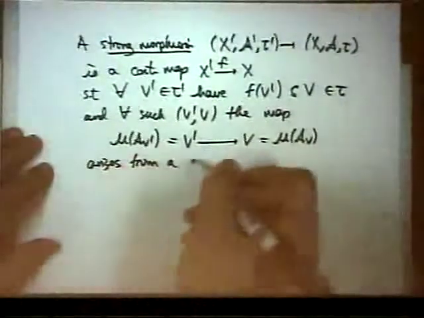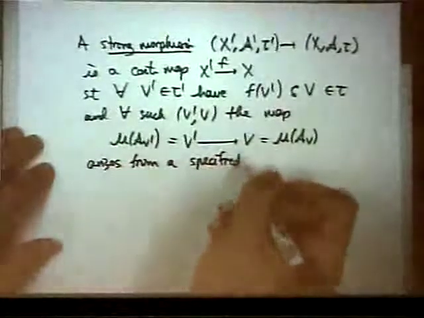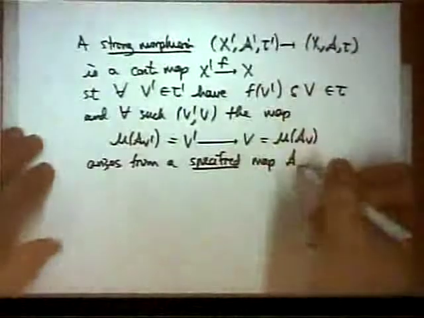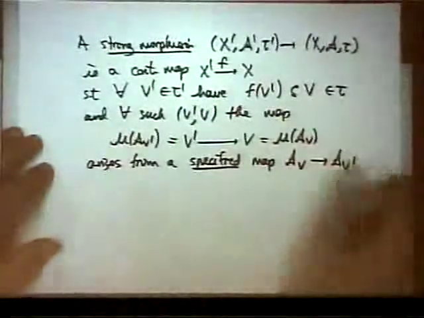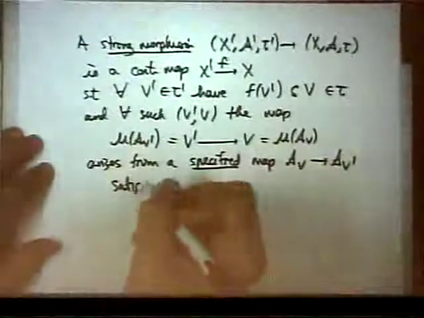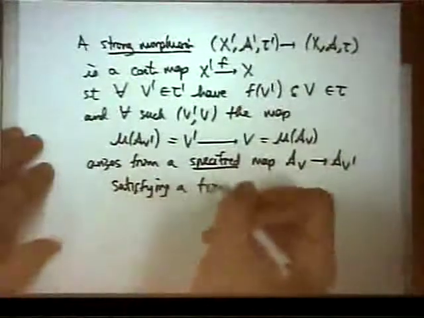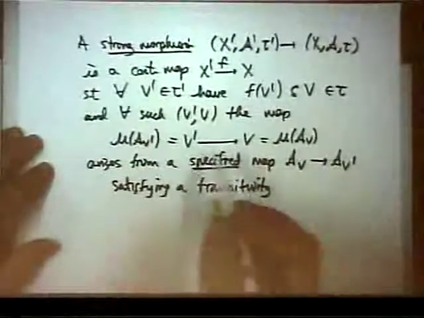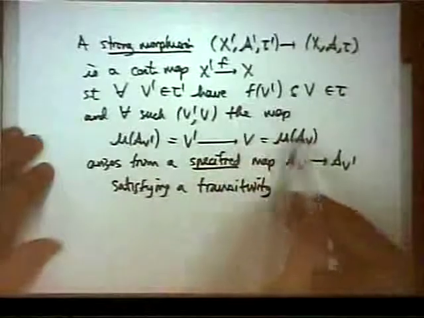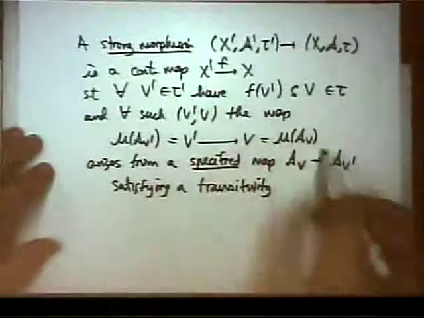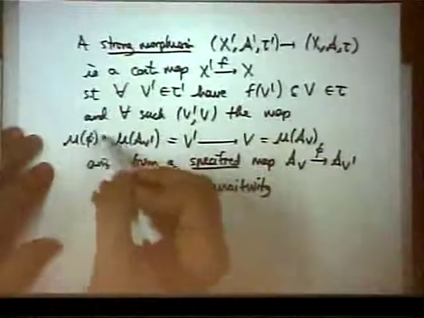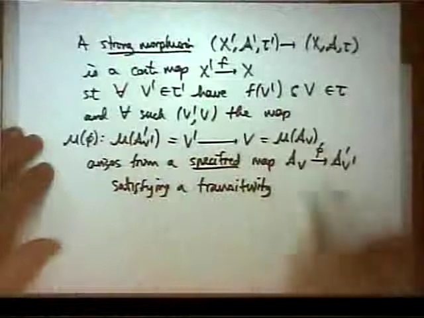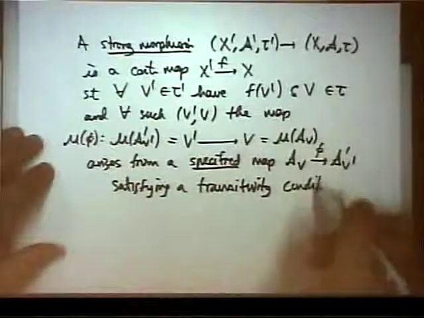from a specified map of affinoid algebras backwards satisfying a transitivity condition. Let me see what I mean by that. Well, let's see. I'm going from here to here, so the ring map should go this way, and this should be the induced map backwards. So this is a phi, and this is going to be the M of phi. Yeah, let's put primes everywhere. There we go. Satisfying a transitivity condition.